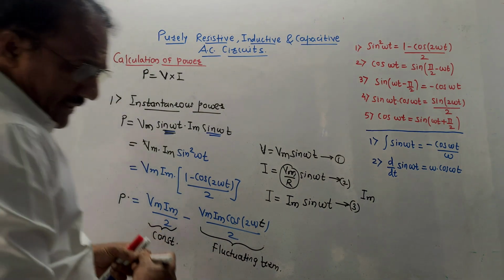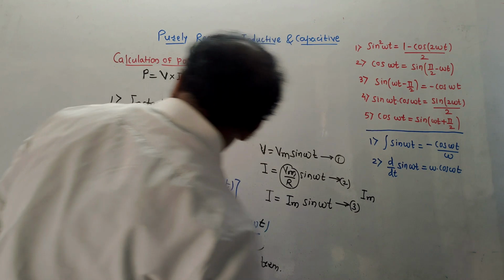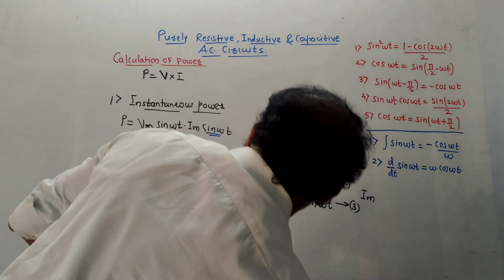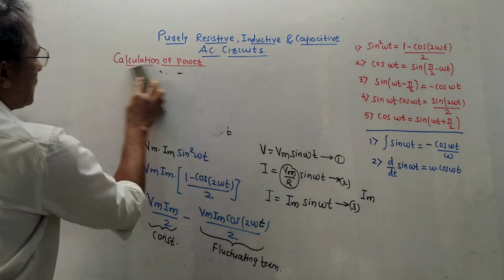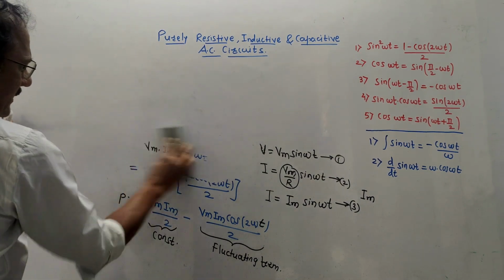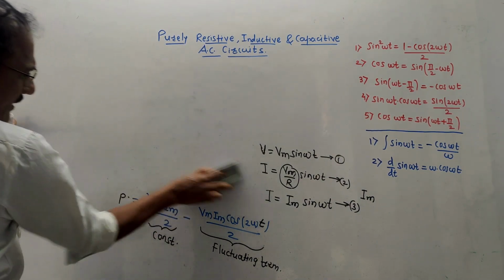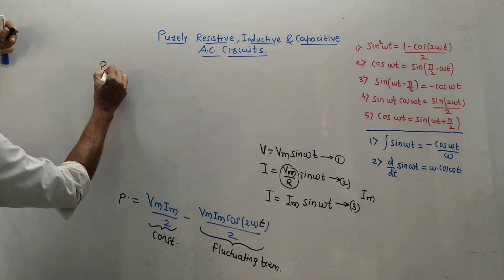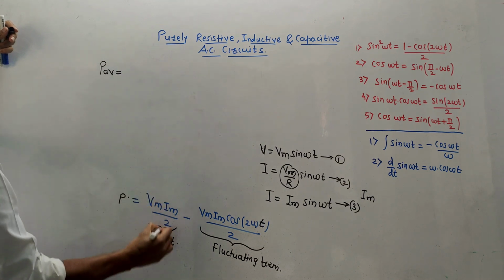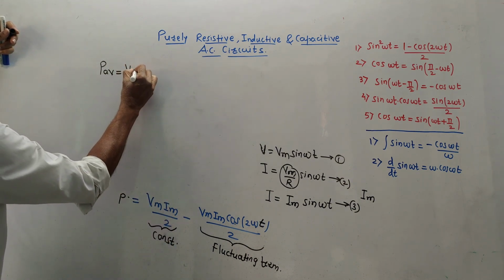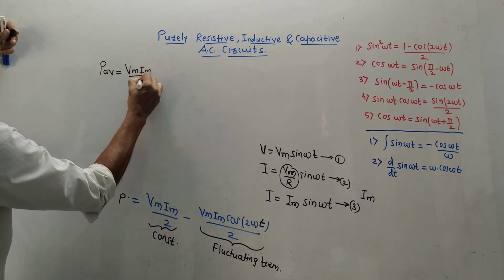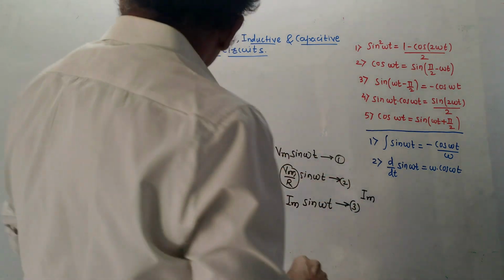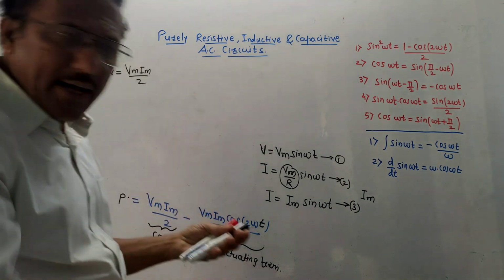Now the next part is to derive the equation of average power. Average power is the constant term in the equation of instantaneous power. So average power can be written as P average equals, I will consider this term, Vm Im upon 2. Now as far as possible, express average power in terms of RMS values.